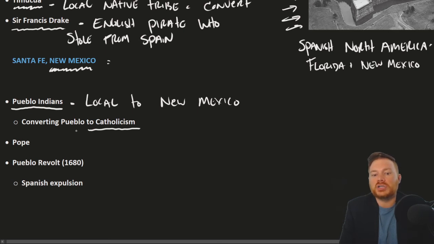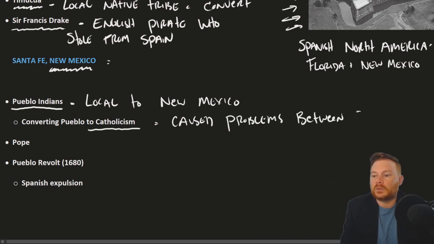However, this conversion of the Pueblo to Catholicism caused problems between Spain and the Pueblo, especially kind of the harsh ways that the Spanish missionaries sought conversion, the harsh punishments that the Spanish missionaries and Spanish authorities gave out when Pueblos attempted to practice their indigenous religion. One individual, Pope, he organized many Pueblo people in a revolt against Spanish authorities.